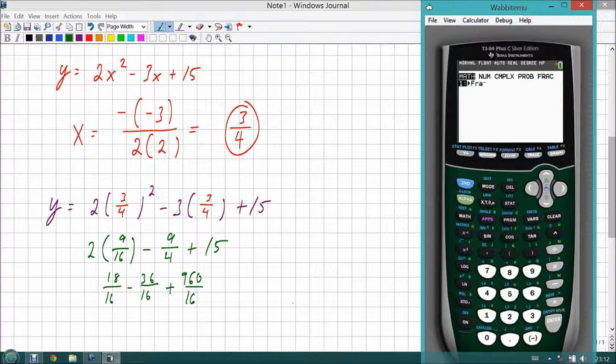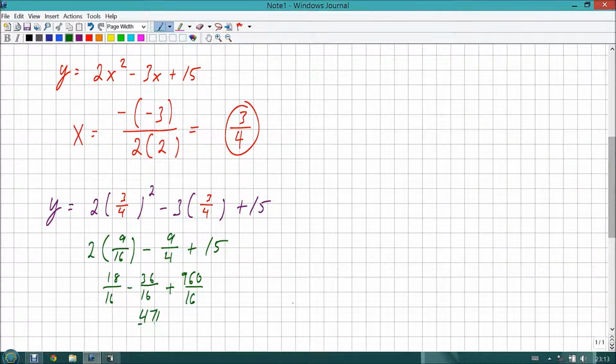Which gives us either 58.875 or 471 over 8, whichever you prefer. I prefer 471 over 8, so my y-coordinate is 471 over 8. Which gives me the vertex at 3, 4, 471 over 8.